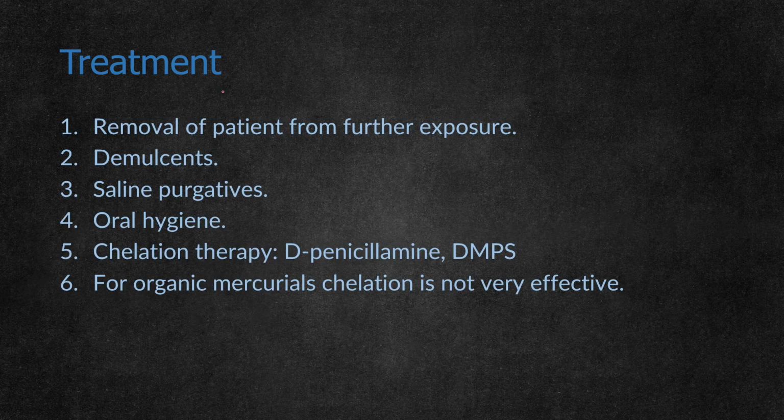Treatment of chronic mercury poisoning involves removing the patient from further exposure, demulcents, milk, egg white, saline purgatives, oral hygiene, and chelation therapy mainly by BAL and or DMPS. For organic mercury, chelation is not very effective and symptomatic treatment is given.